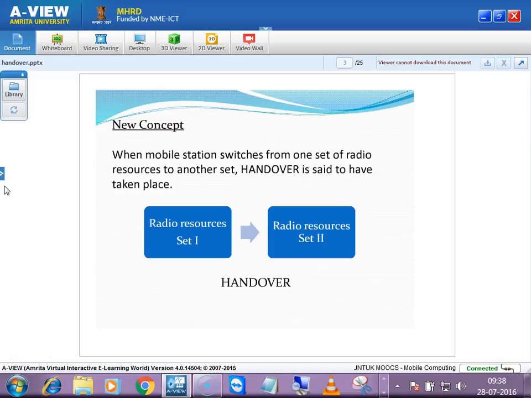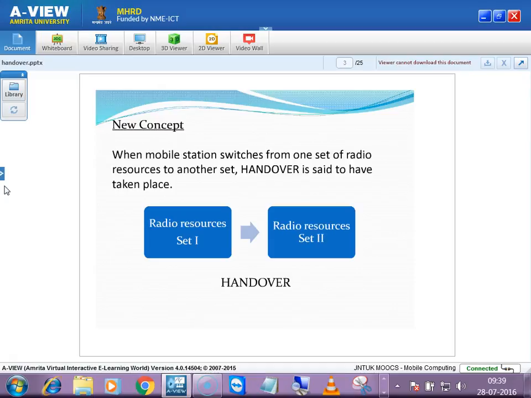should be transferred to the target base station, right? Then only you will keep on sending, even though you are moving from one cell to another cell, you will be using the same slots and same thing. So this set of resources, this context should be transferred from base station A to base station B. Then only base station B will be capable of handling this mobile station.